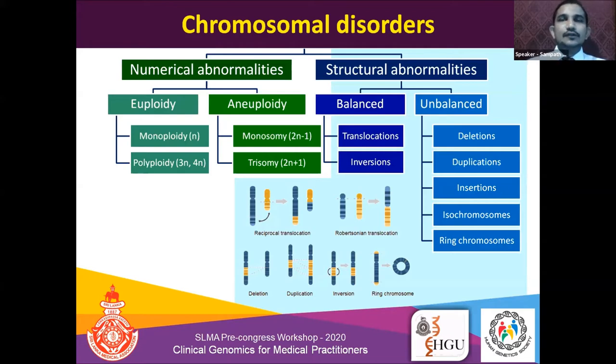Sometimes these chromosomal rearrangements will cause a loss or a gain of chromosomal material, leading to a partial trisomy or a partial monosomy, and they will be the unbalanced chromosomal rearrangements.